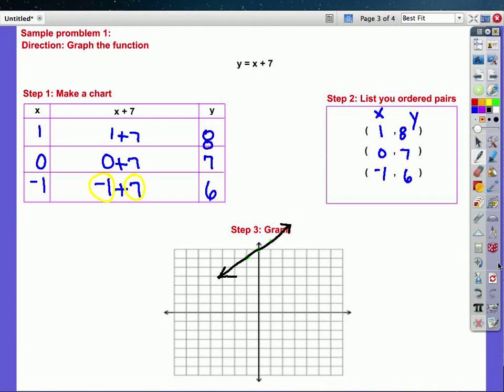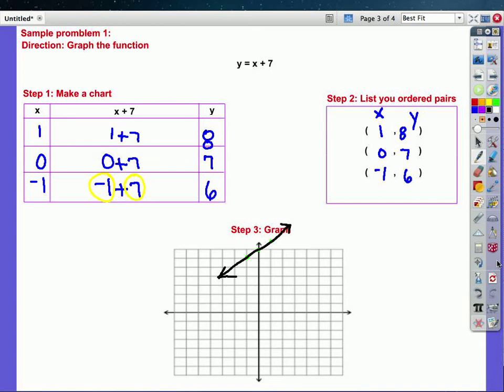Not hard, huh? Does it matter for the x for step 1 what order you put it, like negative 1, 0, positive 1? It's not going to matter because your line will still form the same way. So if you did negative 1, 6, 0, 7, and 1, 8, you still would plot the same points, and once you connect them together, the line still will move the same way. Are there any other questions?